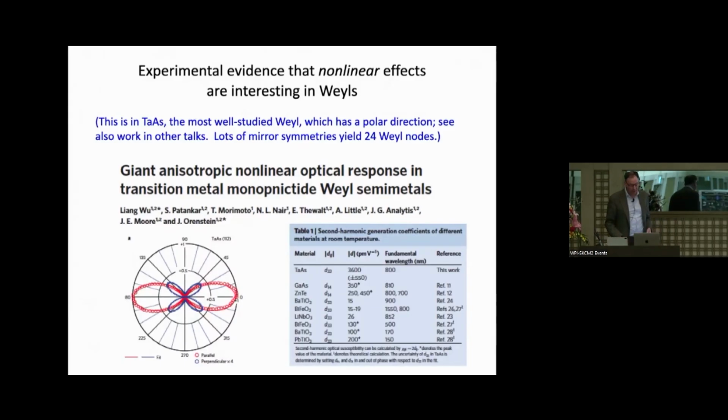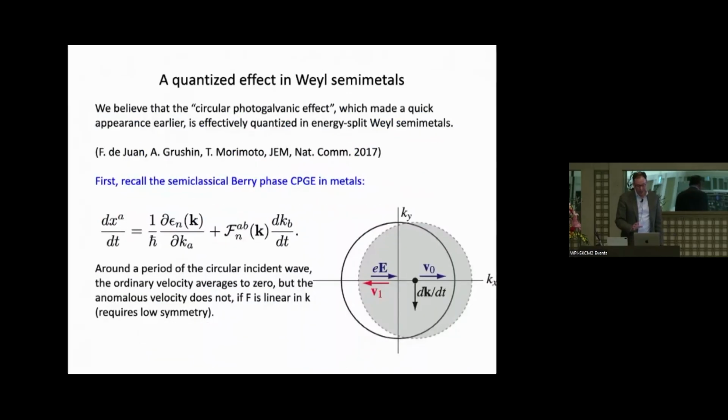is polar but not chiral, has famously strong nonlinear optical response. Looking at Chi2, which is second harmonic generation, it's actually the most nonlinear optical material around, basically, in some frequency range. So that's a sign, just from experiment, that maybe nonlinear optics is interesting in Weyls. So what we did is go back to this effect, this kind of semi-classical effect, and now ask about what happens if I do it in this very special band structure.